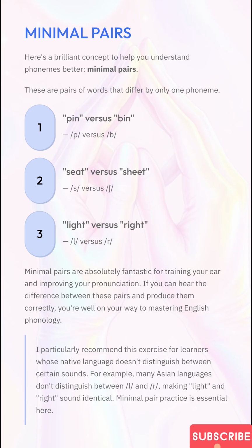If you can hear the difference between these pairs and produce them correctly, you're well on your way to mastering English phonology. I particularly recommend this exercise for learners whose native language doesn't distinguish between certain sounds. For example, many Asian languages don't distinguish between L and R, making light and right sound identical. Minimal pairs practice is essential here.